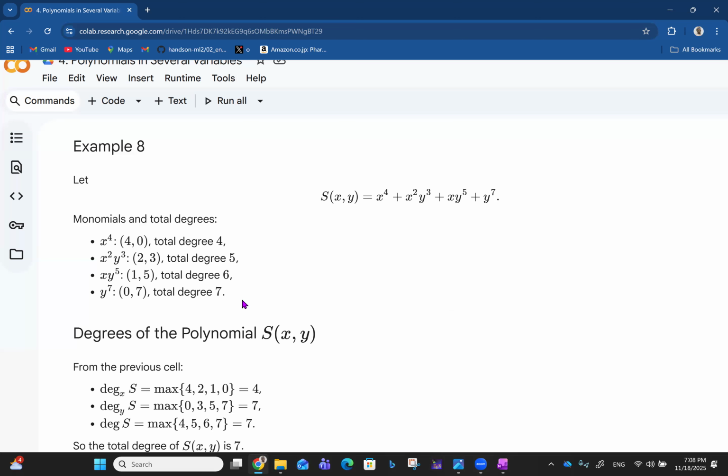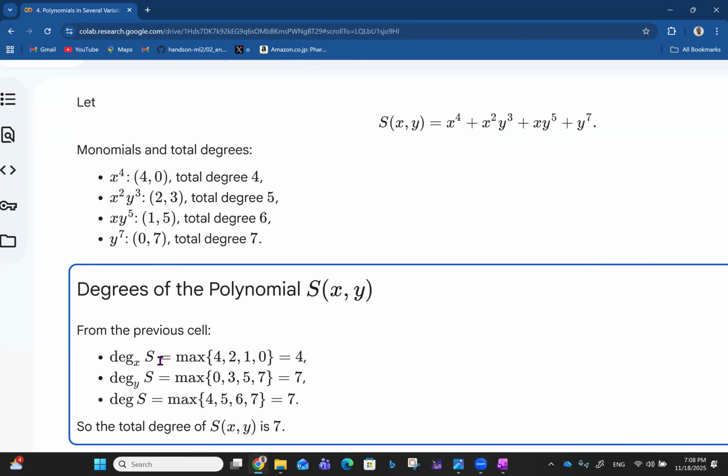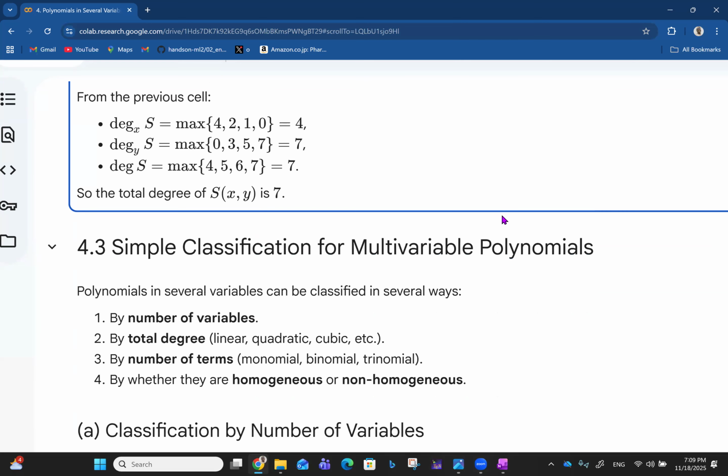So now we can say that the degrees of the polynomial will be this. The degree of polynomial s in terms of x is the biggest of 4, 2, 1, 0, which is 4. And the degree of the polynomial s in terms of y is the biggest of 0, 3, 5, 7, and that is 7. And the degree of the overall polynomial is the biggest of 4, 5, 6, 7, which is 7. So the total degree of s of x comma y is 7, right?